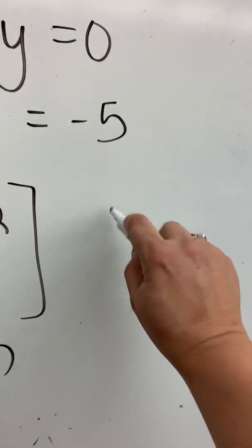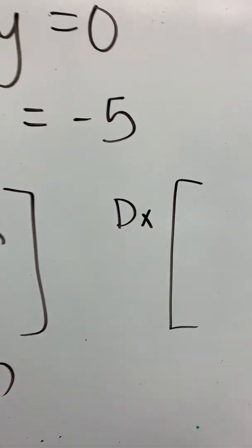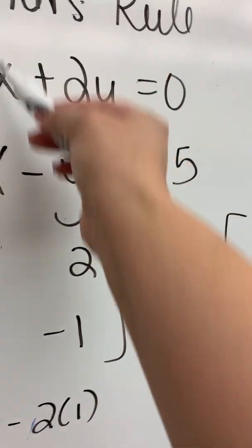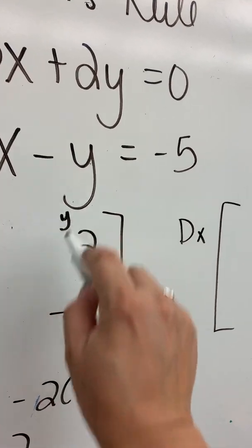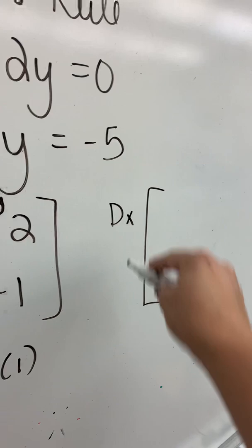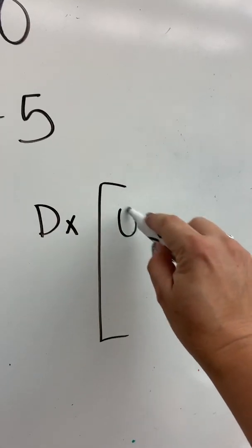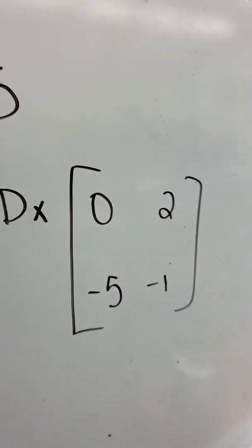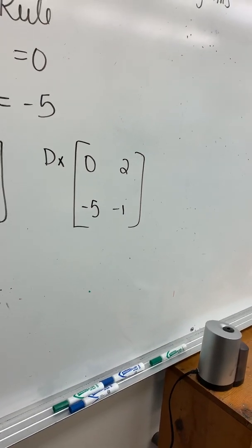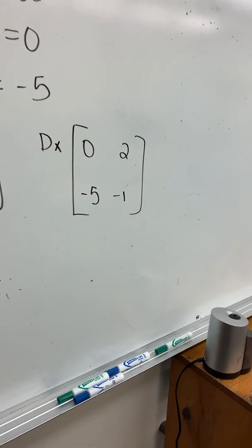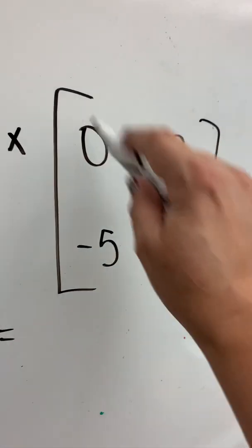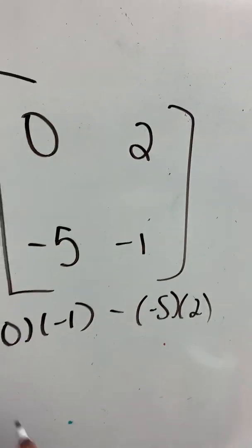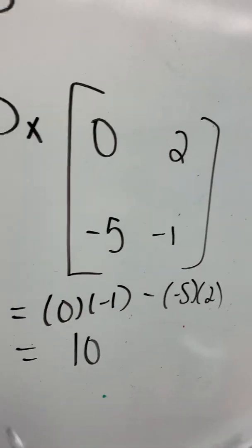Now I'm going to find my D of X. When I'm finding my X variable, I'm replacing my X column, this is my X column, that's my Y column, with the what-it-equals side. So in my X column, I'm going to have 0, -5. My Y column stays the same. I just replaced my X column with the what-it-equals. We're going to find this determinant. So 0 times -1 minus -5 times 2. That equals +10. There's my D of X.